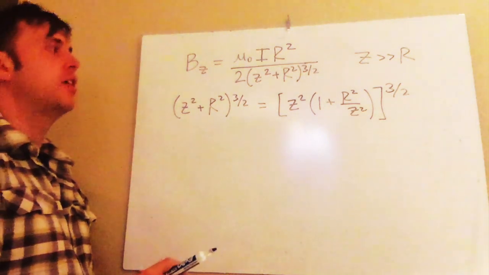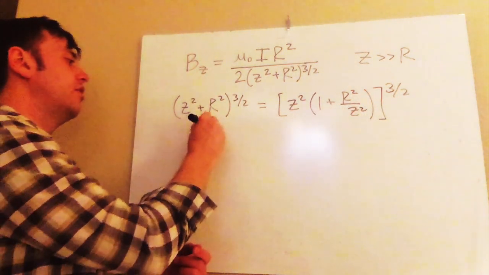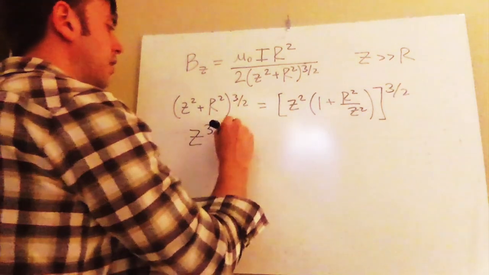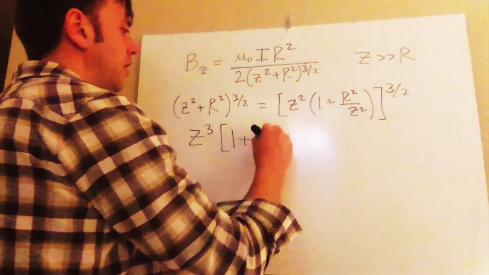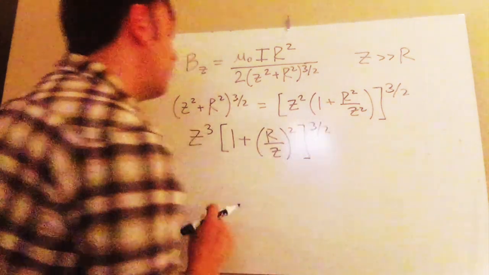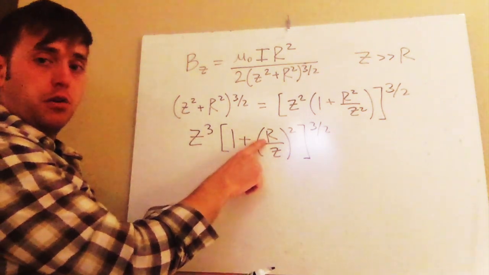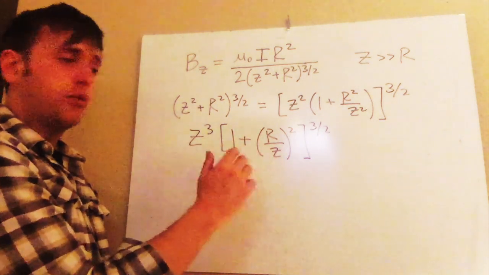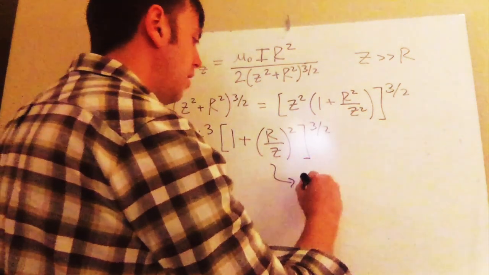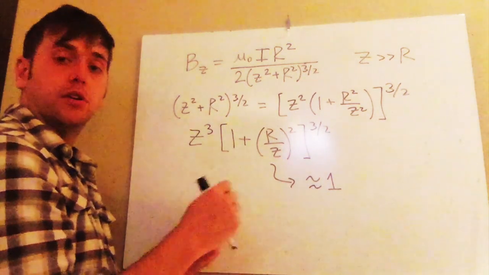Okay, so first, let's think about this. If I have z squared and then I take that to the 3/2 power, what I'm really dealing with is z to the third, z cubed. So let's pull out z cubed, and what I'm left with in these brackets is 1 plus R over z, squared, to the 3/2 power. But the point is, if z is really, really big compared to R, then the ratio of R divided by z is a really small number. And if I square it, it's going to be even smaller still. So what we see here in the brackets is approximately equal to 1, because we're just taking 1 plus a tiny number. It's basically the same as 1, to a good approximation.